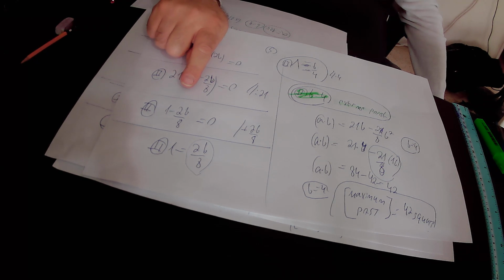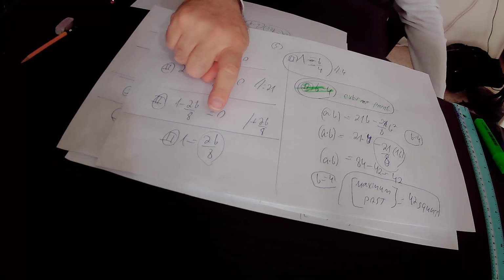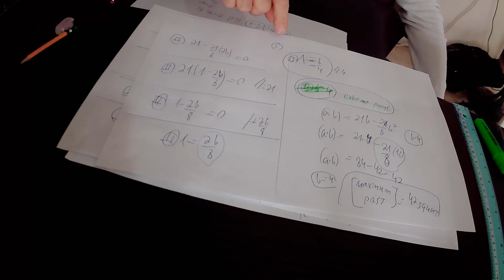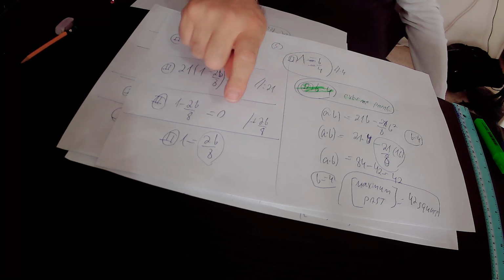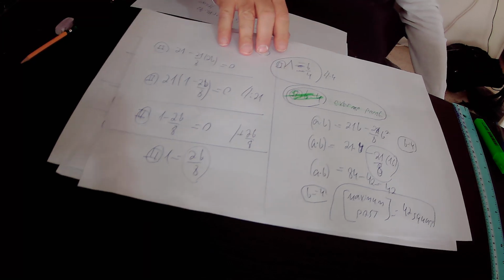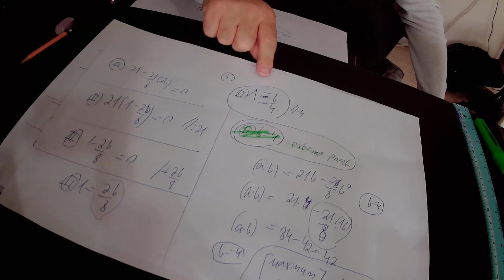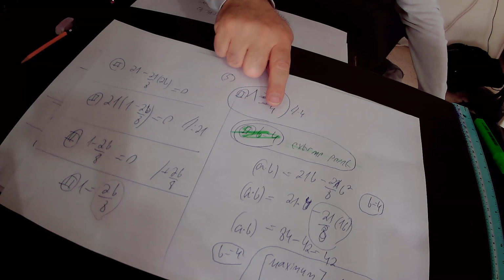Here we added 2b over 8 to this equation 2, and finally found that 1 equals 2b over 8. Here we divided both the numerator and the denominator of this expression by 2. So 2b over 2 is b, and 8 over 2 is 4. So in conclusion, according to equation 2, we found that 1 equals b over 4. Here we multiply this equation 2 by 4, and finally found that b equals 4.